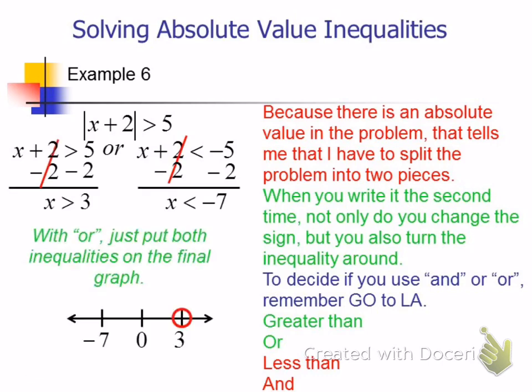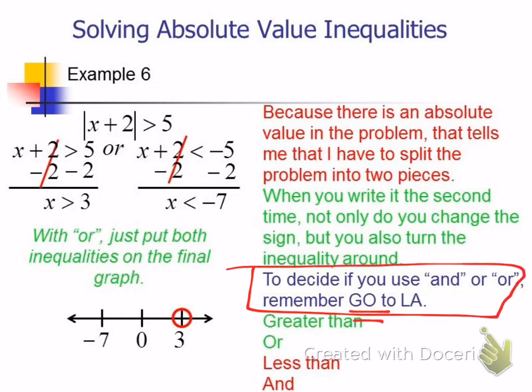And here's a little acrostic that can help you remember this if you have any trouble with it. Go to LA. Greater is or, less than is and. I like people to remember greater is or. I know it's supposed to be greater, but greater is or. Less than and. Only when you're dealing with absolute values. Regular inequalities, we're not going to split into two. We're going to keep them as regular compound inequalities, or regular inequalities. All right, let's go to the next example.